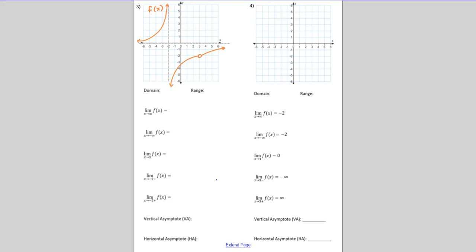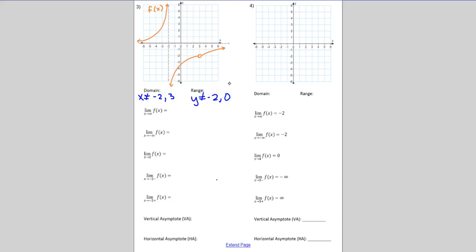Find the domain. Okay. Well, it looks like there is no point with an x value of -2, and there is no point with an x value of 3. So let's say that x is not equal to -2 or 3. Find the range. Are there any y values that the graph doesn't go through? It looks like the graph does not go through a y value of -2 or a y value of 0. So y is not equal to -2 or 0. I'll just write it like that to save myself a little space because I don't have much room there.